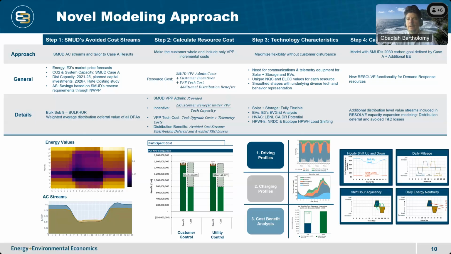We looked pretty significantly at technology characteristics. I mentioned the vehicle space and the prevalence of V1G and V2G, so really important there was understanding driving characteristics and utilization characteristics of those assets, as well as looking at things like DR potential for HVAC and heat pump water heaters. And then step 4 was feeding that into the system capacity expansion modeling, using our 2030 carbon goal case and exploring the RESOLVE functionality for demand response resources. So that was a high-level summary of the methodology used to come up with the results I summarized on the previous slide.